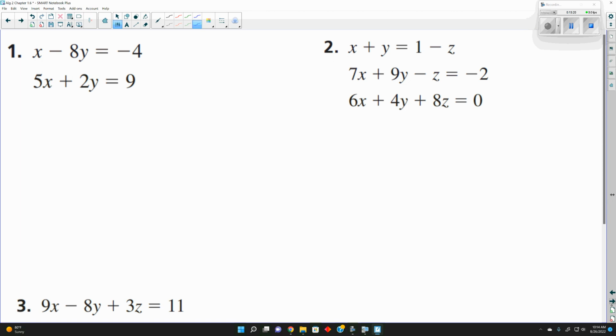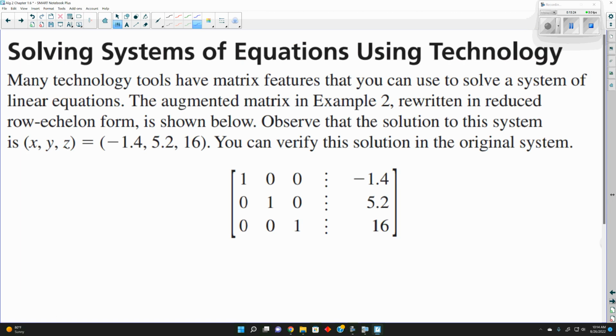Feel like we're good with these here, yes? Solving systems of equations using technology. We can use technology to solve these systems of equations. Now there are some steps to it, because what we'll end up getting is something like this here.